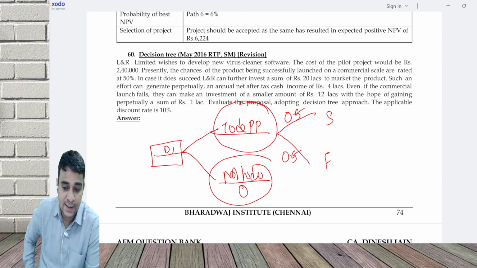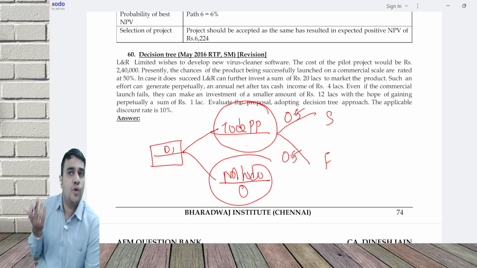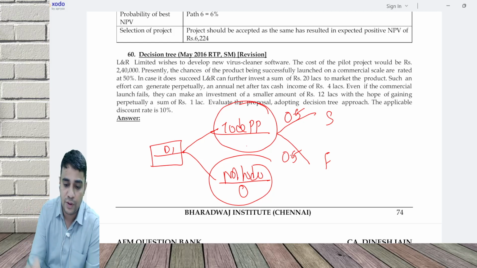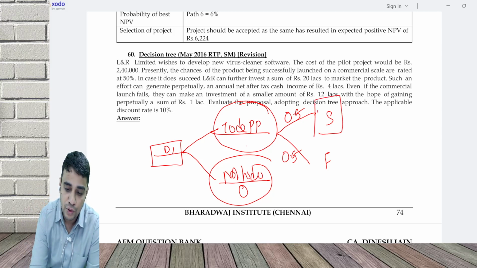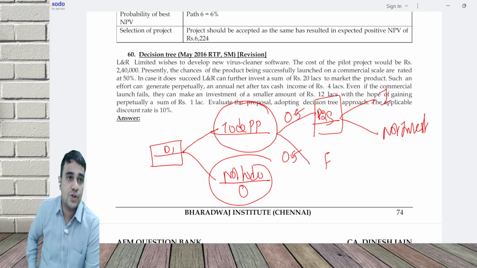If I get success, they are saying you can invest a sum of 20 lakh and that will give you 4 lakh every year. You may say, I don't want to invest. So decision 2, D2: invest, not invest is your choice. Wherever it's a decision node, no probabilities are attached. I cannot attach any probability.